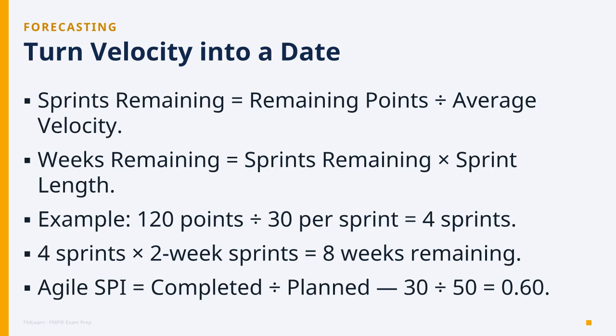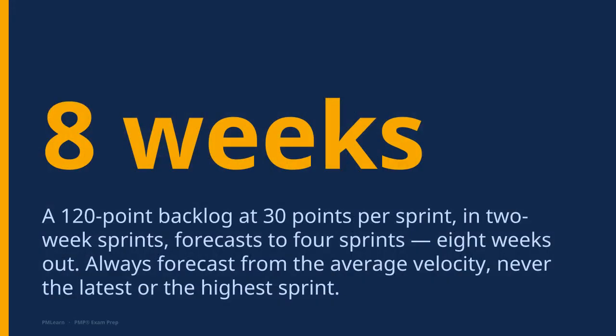One more tool, Agile SPI. Story points completed divided by planned. Planned 50, finished 30. That's 0.6. 60%. Notice I use the average velocity. Always the average.